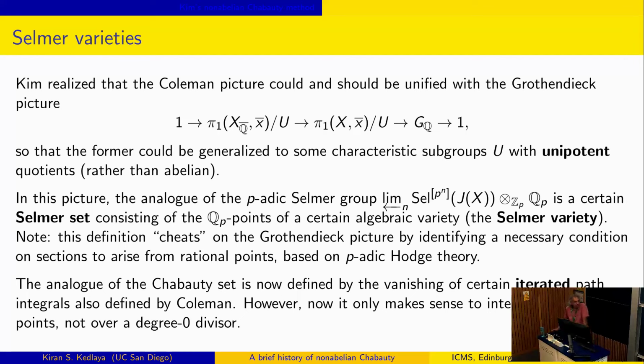Of course, when you start doing iterated integrals, that doesn't make sense over a degree zero divisor, because it's not an abelian integral anymore. It matters whether you're integrating from point A to point B versus point B to point A. So these iterated integrals really are between points, not degree zero divisors. So when we get to things like modular curves, that will force us to think a little bit.